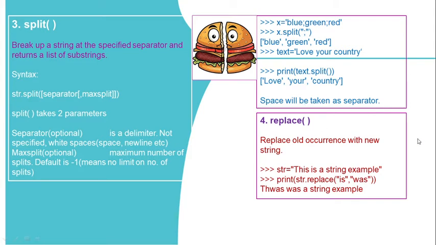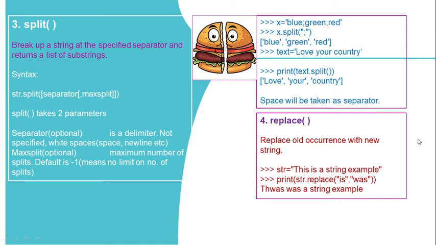So that is the third function, split, used to break up a string at a specified separator and return a list of substrings. And we have two parameters, separator and maxsplit. Maxsplit most of the time we avoid. Separator can be given. It is up to the user, both are optional. Always keep in mind both are optional.